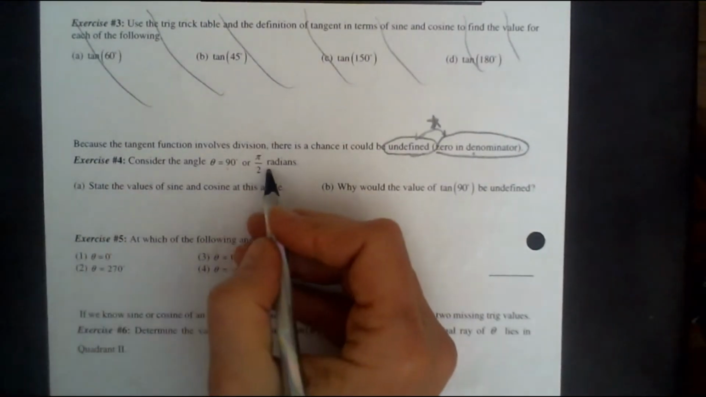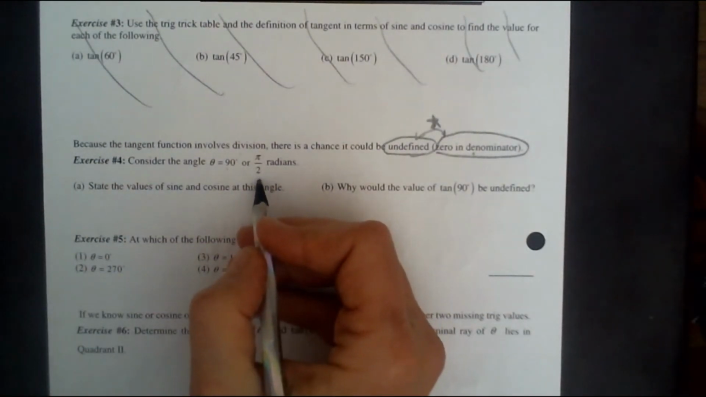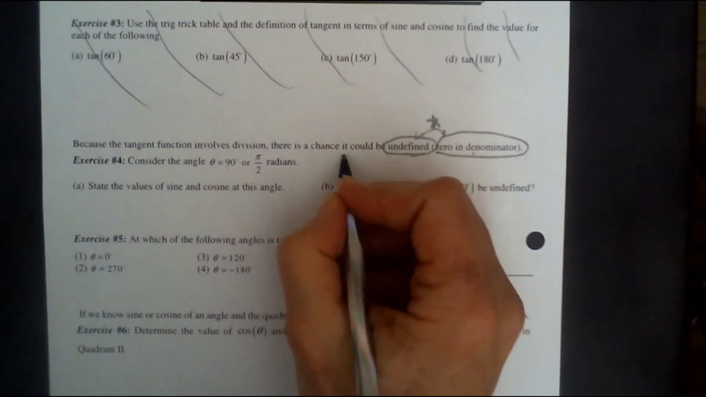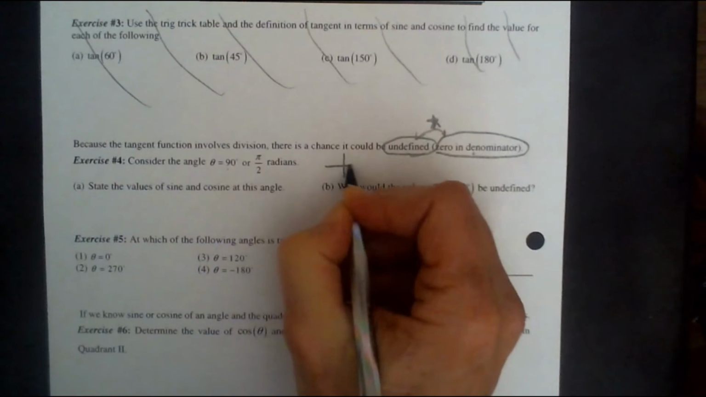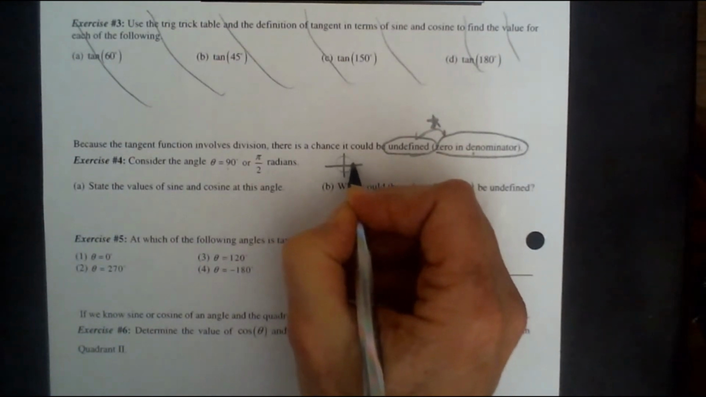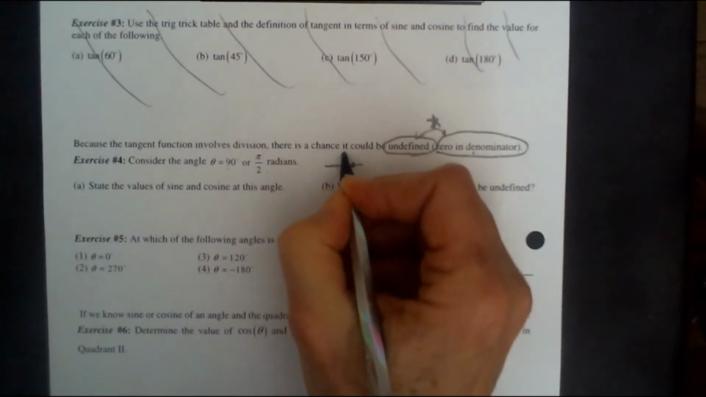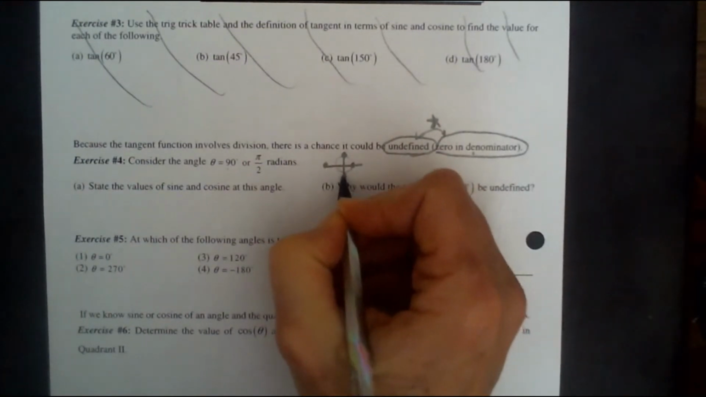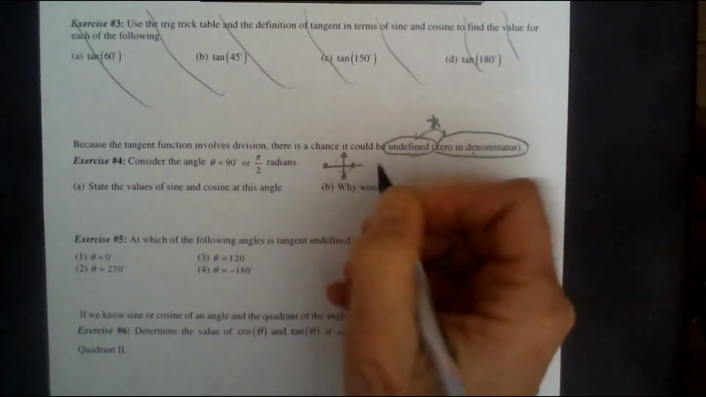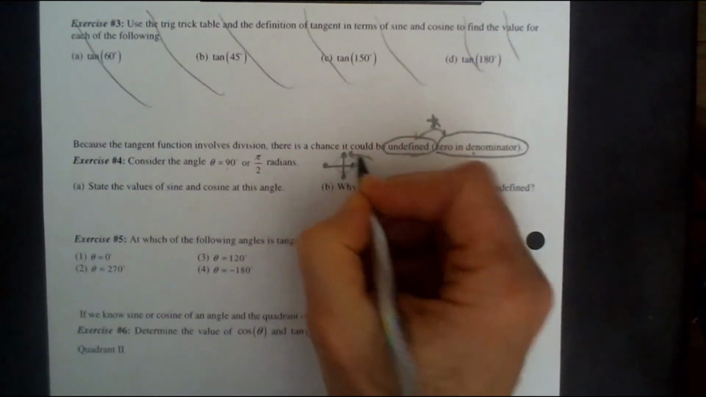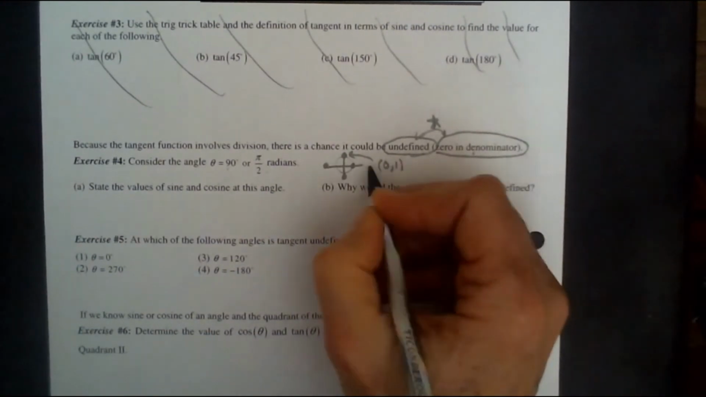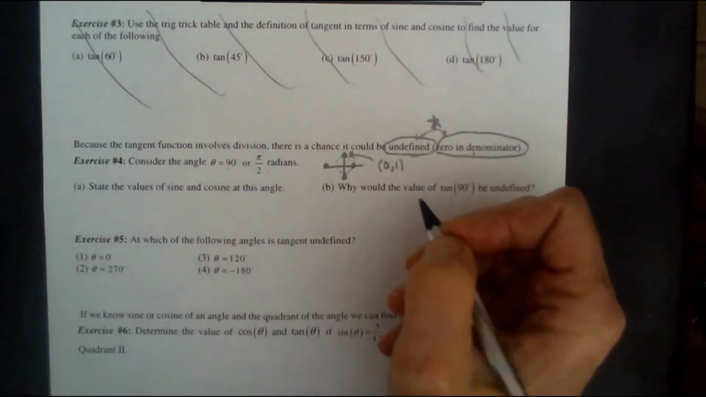So we're going to take 90 degrees, which is the same thing as pi over 2. And so we're going to state the value. Well, let's draw our little tiny unit circle here. And we don't even have to really put the whole unit circle in. All we have to do is put the 4 points in for 0, 90, 180, 270 degrees. So this point right here is called 0, 1, which is associated with our 90 degrees.